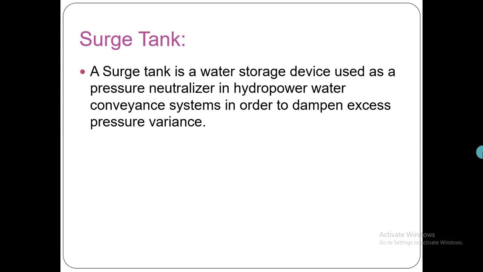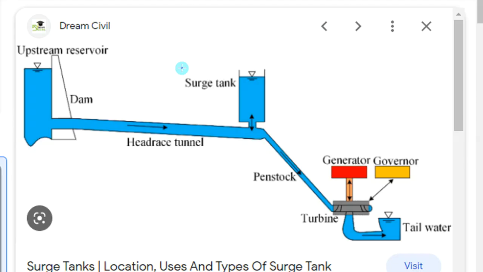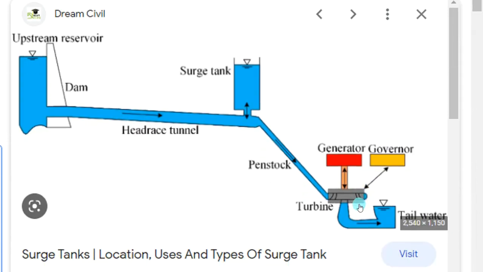A surge tank is a water storage device. It is a water storage device. So that's a surge tank. And here we have an upstream. So at the top we have the upstream reservoir, right? And we always have the tailwater. I can clearly see it might be a dam, and we have an upstream reservoir, and a dam is constructed in front of it.